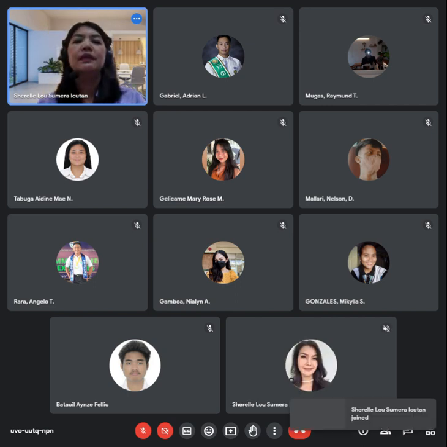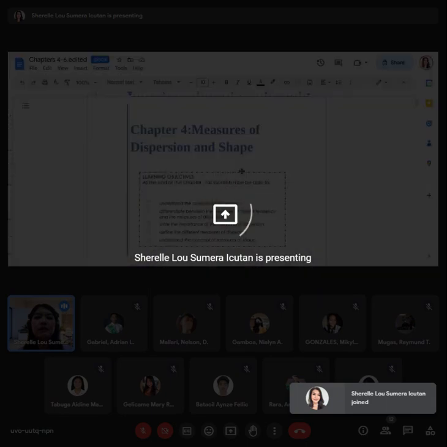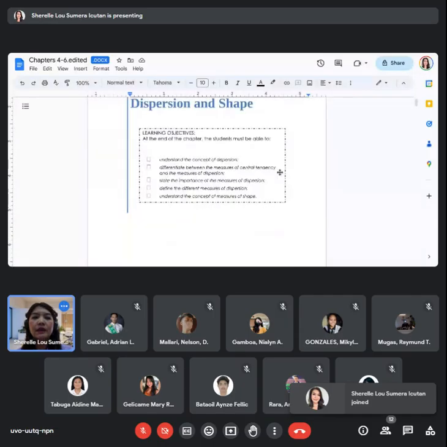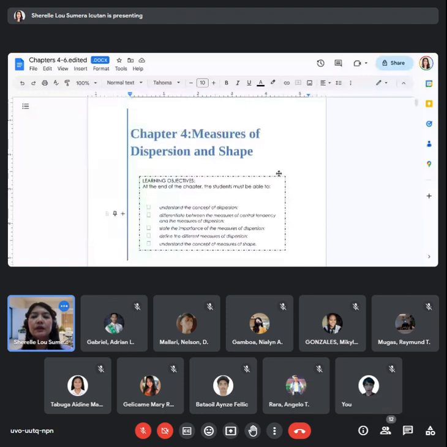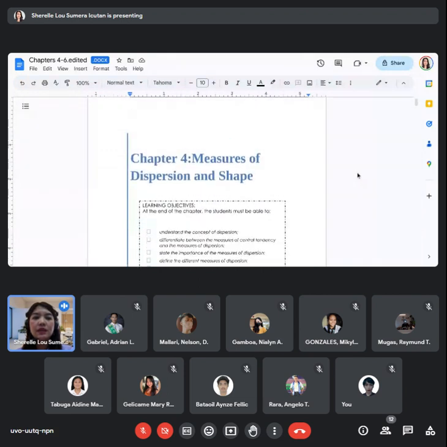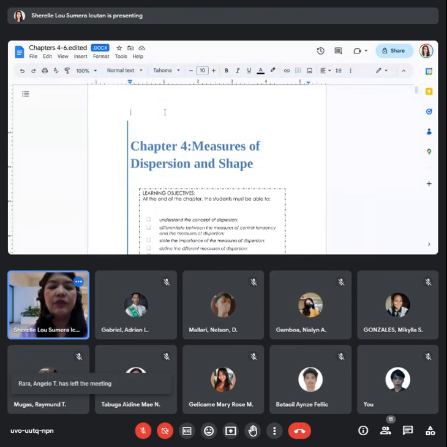Okay. So can you see it? Measures of dispersion and shape. What is the formula for the mode? Linampasan ko yun last time, no? So the formula for the mode is, I'll show you. Kunwari dito na lang muna. Yung formula ng mode is the lower class boundary.